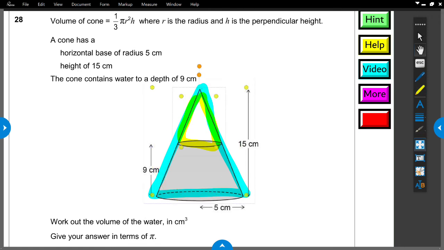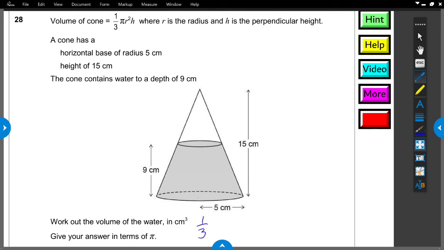So first we can find out the volume of the larger cone, and we can just put it straight into this formula. We have a third of pi times by the radius squared, where the radius is 5, times by the height, which is 15. So that's nice and easy. We get the volume of that. Then we need to minus the volume of a smaller cone.